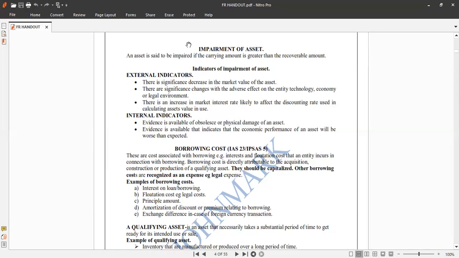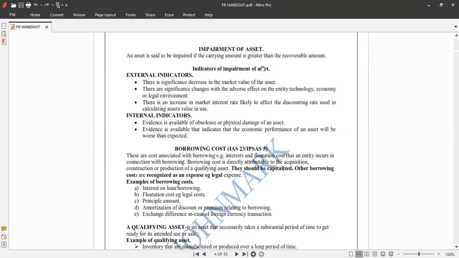That's not a depreciation. Because number one, this asset is new, so you have not used it. That means that asset has not yet depreciated, but the value has just dropped. Now, that's what we call impairment. And therefore, an asset is said to be impaired if the carrying amount, the net book value, is greater than the recoverable amount, what we expect to recover from the market.